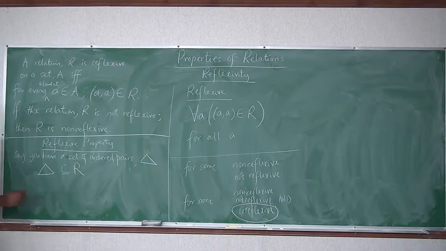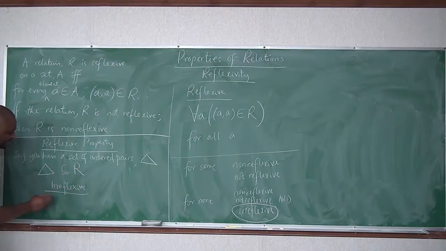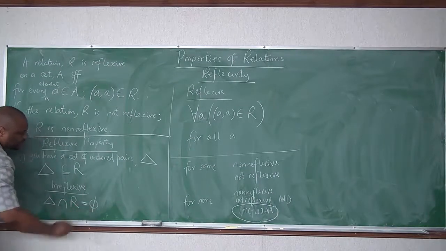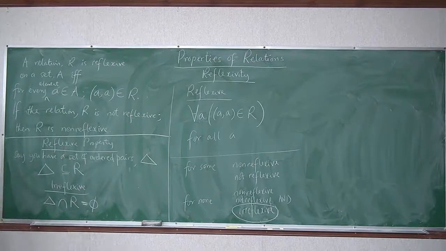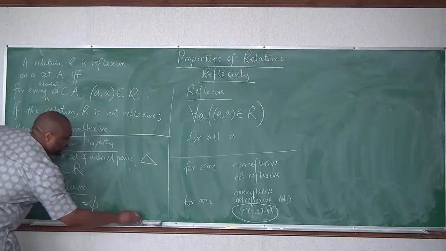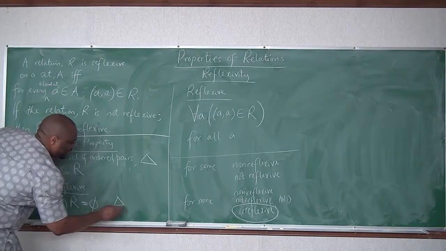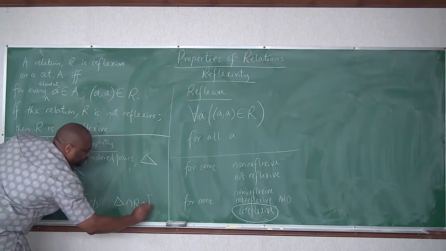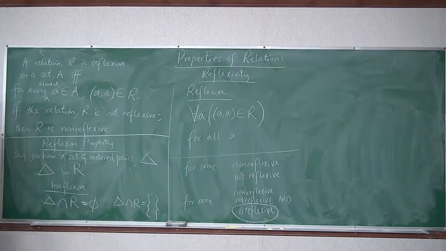But irreflexive will be that delta intersect R will give you a disjoint set, an empty set. You can write it as phi. This is phi, an empty set. Or you could also have it like this: the intersection of delta and R will give you an empty set.